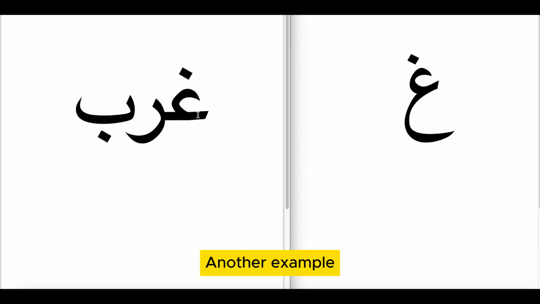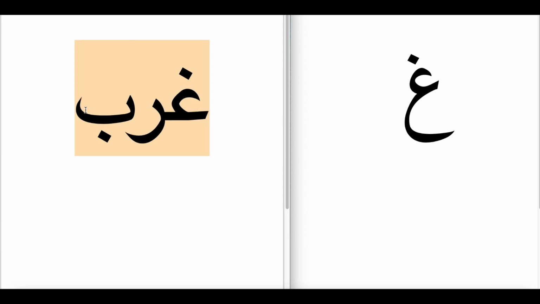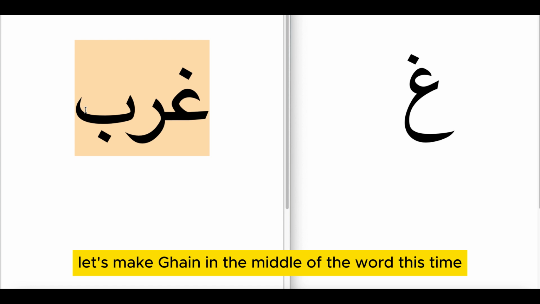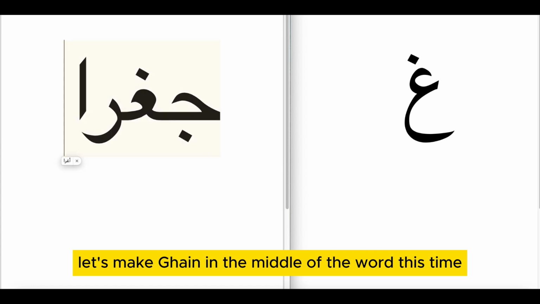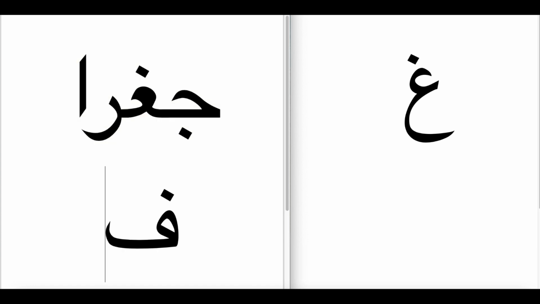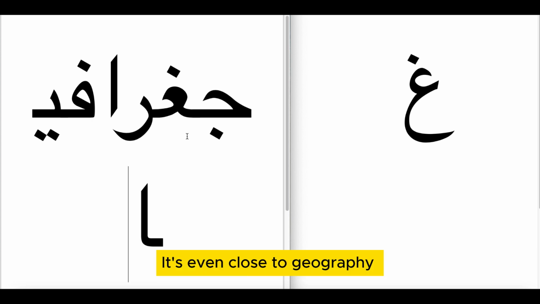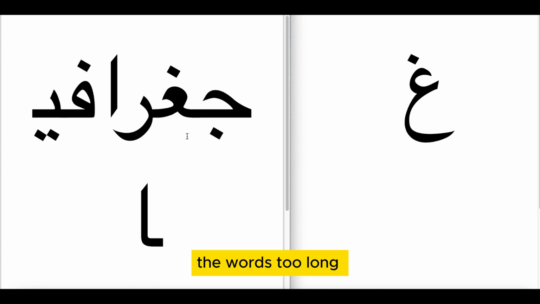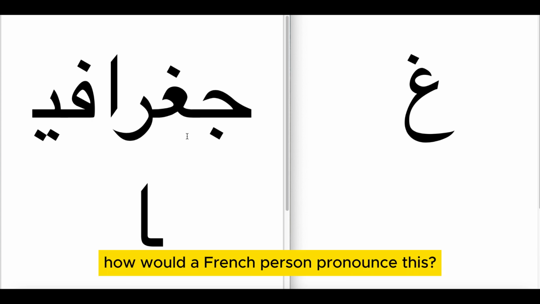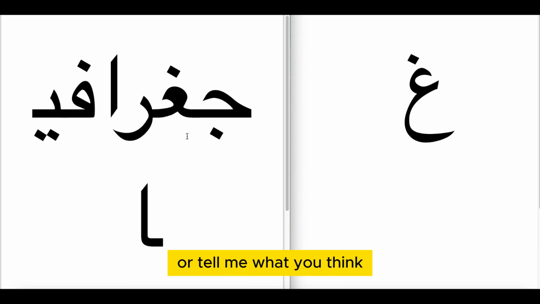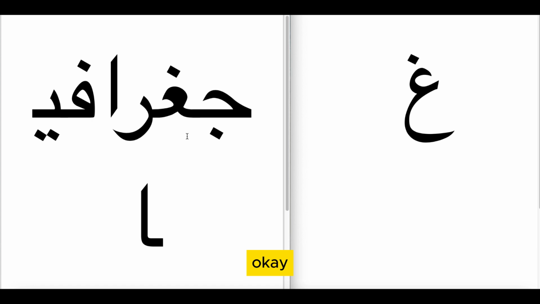Another example. Let's make Ghain in the middle of the word this time. Sorry, that's a long word. Geografia, which means geography. See, even close to geography, geografia. Sorry, the word is too long. Again, how would a French person pronounce this? Geografia. Well, tell me what you think, okay?